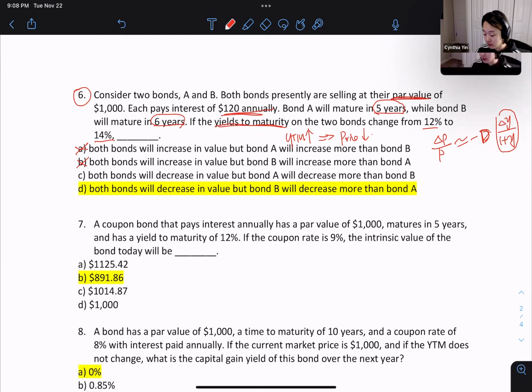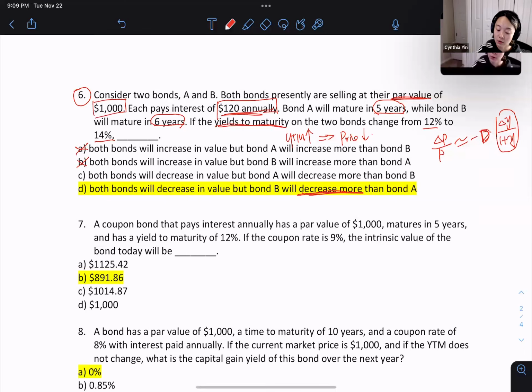Because bond A has a shorter maturity. In other words, B has a longer maturity and has a longer duration. So bond B will decrease more than A. Keep that in mind. The reason is because they pay the same interest rate and pay the same par value.